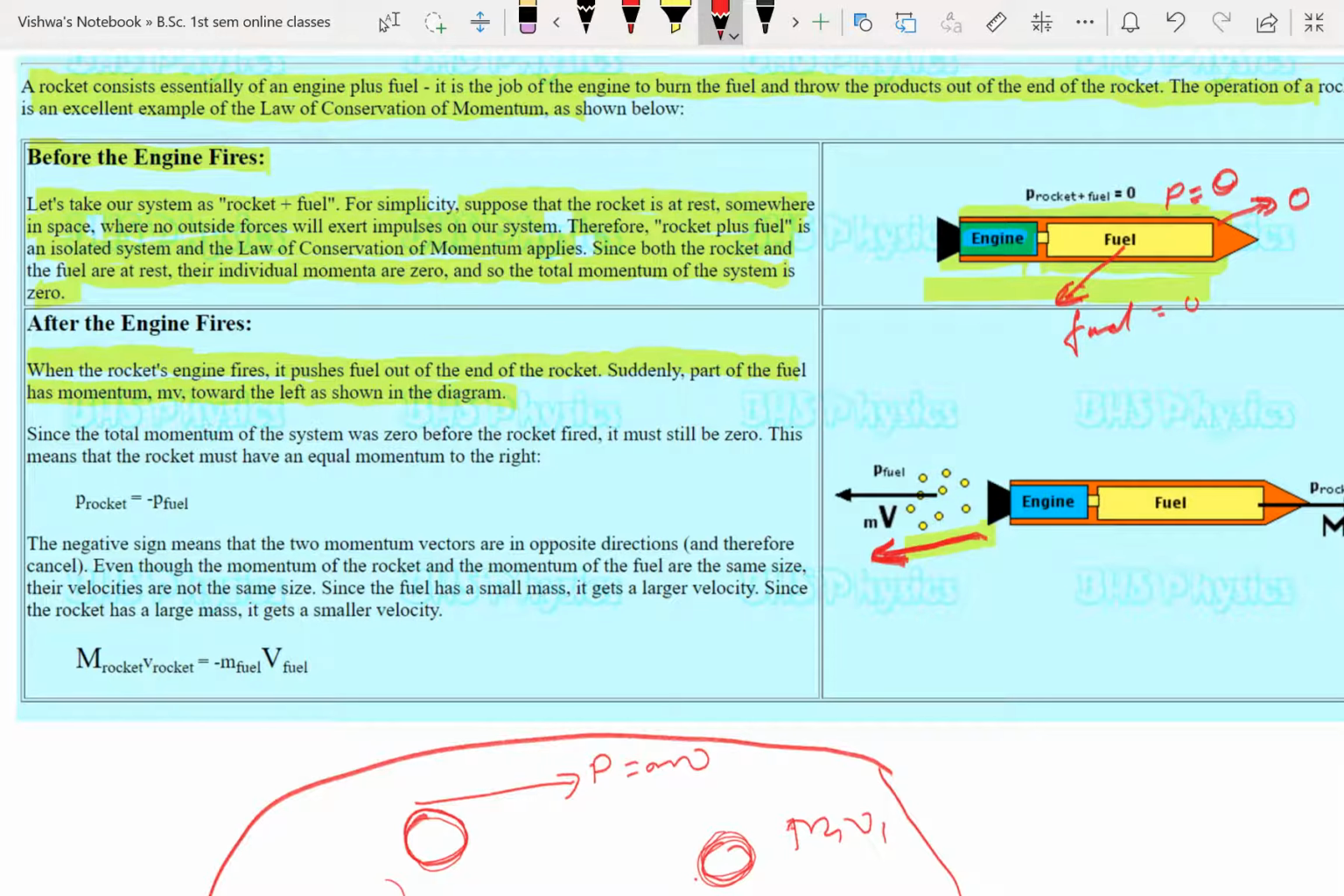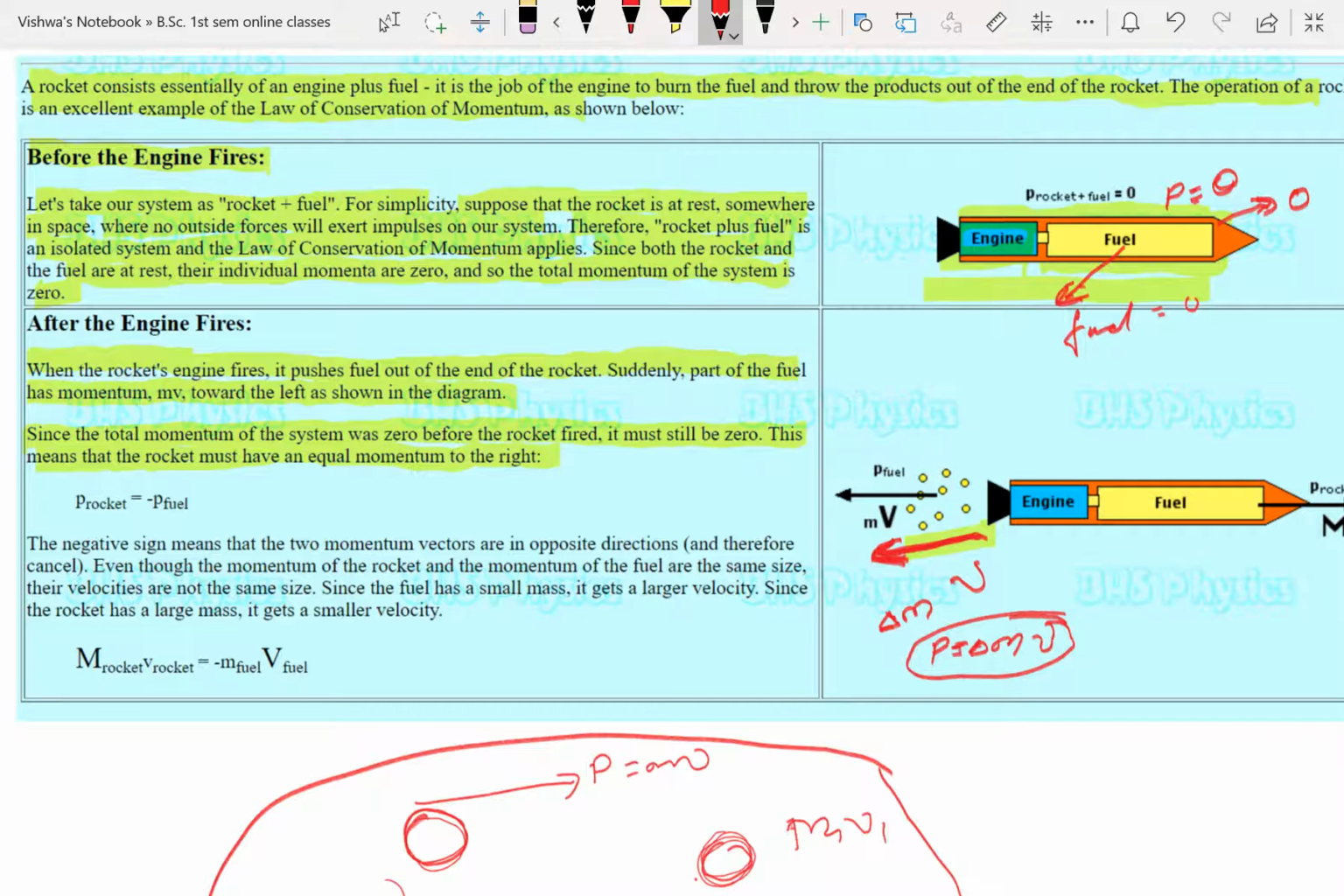Since the total momentum of the system was 0 before the rocket fired, it must still be 0. This means the rocket must have an equal amount of momentum to the right. What happens now when fuel starts exhausting through the outlet valve? It has a certain velocity, so take it as v, and the mass of the fuel exhausted through the exhaust valve may be delta m. Then its momentum is delta m into v. That means the exhaust gas has a momentum.